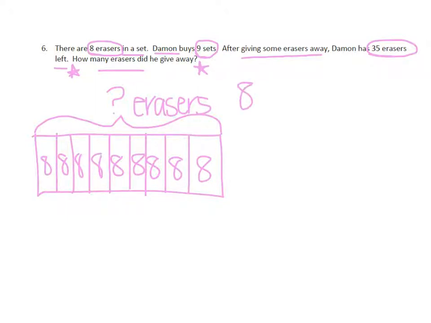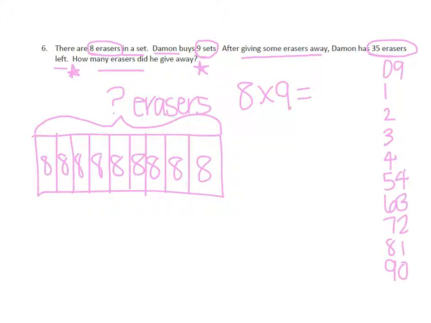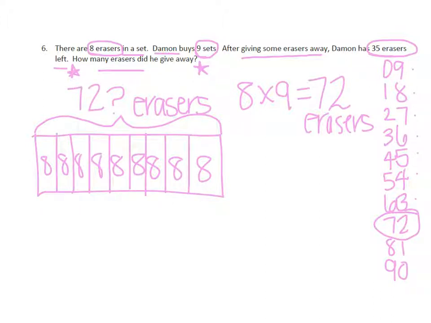So there are 8 erasers times 9 sets. So I can either count by 8s or I can count by 9s. I'm sure you're going to want to count by 9s since that's a little bit easier since we have the trick that we've been working with. So I'm going to write my 9s down. Now I'm going to count 8 times. 1, 2, 3, 4, 5, 6, 7, 8 would be 72. So there are 72 erasers all together. So I can put that in my tape diagram so I can easily see that.